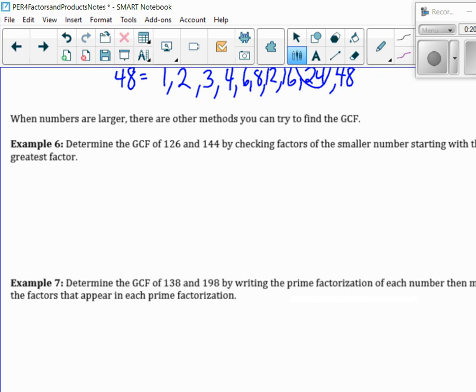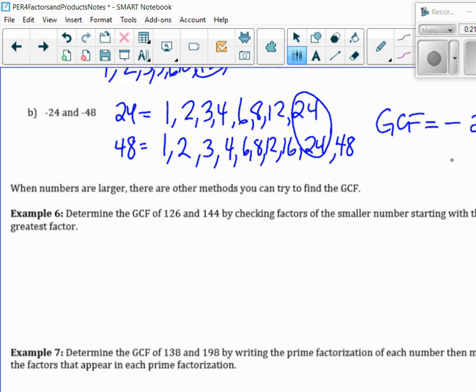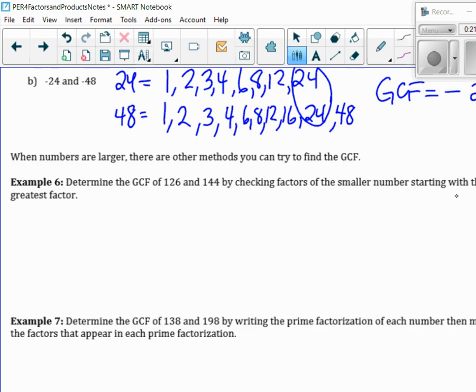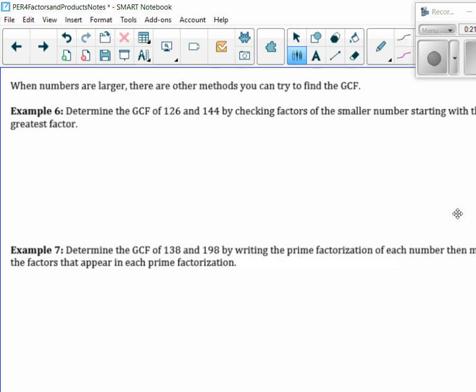Okay, so determine the GCF of 126 and 144 by checking factors of the smaller number starting with the greatest factor. So I don't even know what they really want here, to be honest. They're basically saying to do it the other way. I want to show you the way to do GCF with prime factorization because I think this by far is the best method. Okay, because A, you could miss. It's easy to miss over here, right? GCF with prime factorization is really easy.